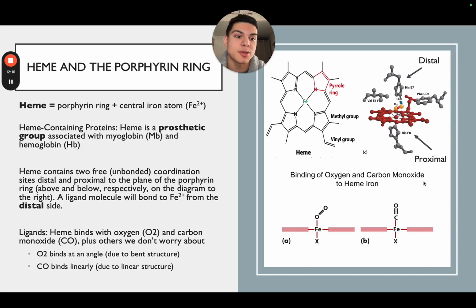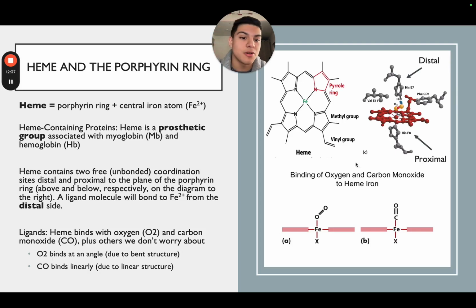So that's the difference between proximal and distal: the distal has more space from the center atom to the amino acid residue, and because of that extra space, it allows the oxygen or carbon dioxide to fit in neatly, whereas the proximal just doesn't have that room in the first place. So again, heme binds with oxygen and carbon monoxide, plus others we don't really worry about.